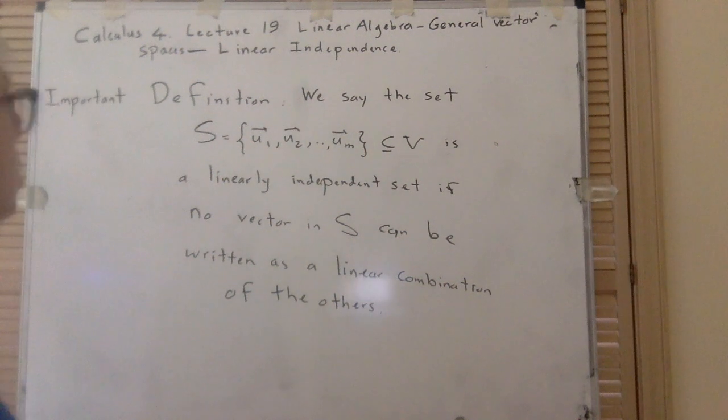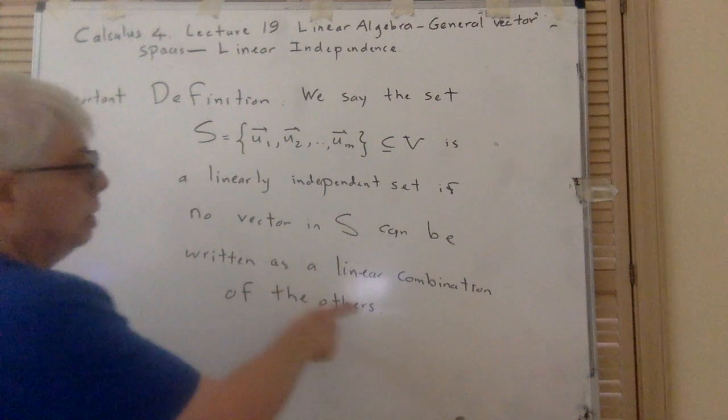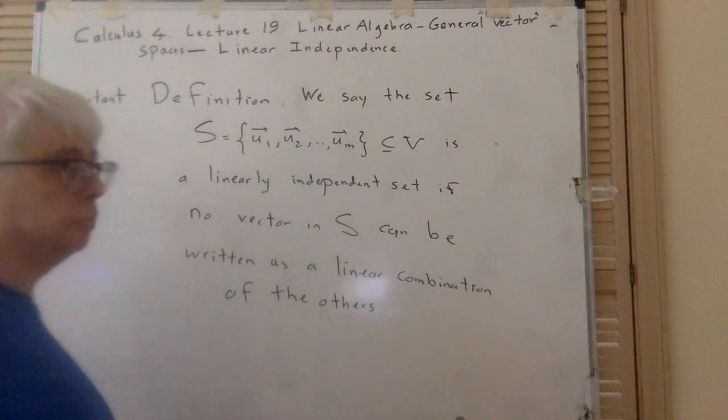This is lecture 19, linear algebra, general vector spaces, and linear independence. Again, another important definition: we say that the set S of vectors u1, u2 up to um, a subset of vector space V, is a linearly independent set if no vector in S can be written as a linear combination of the others.